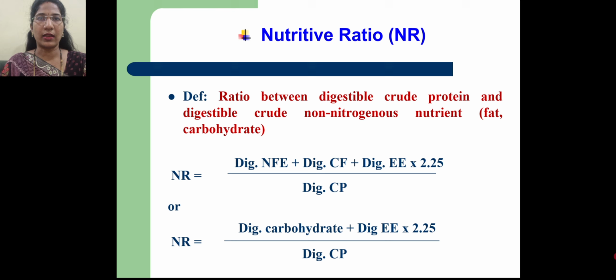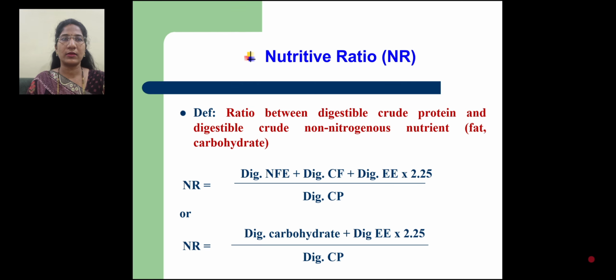So what is meant by NR? It can be defined as the ratio between digestible crude protein and digestible non-nitrogenous nutrients, which contain fat and carbohydrate. This nutritive ratio can be calculated by using different formulas.